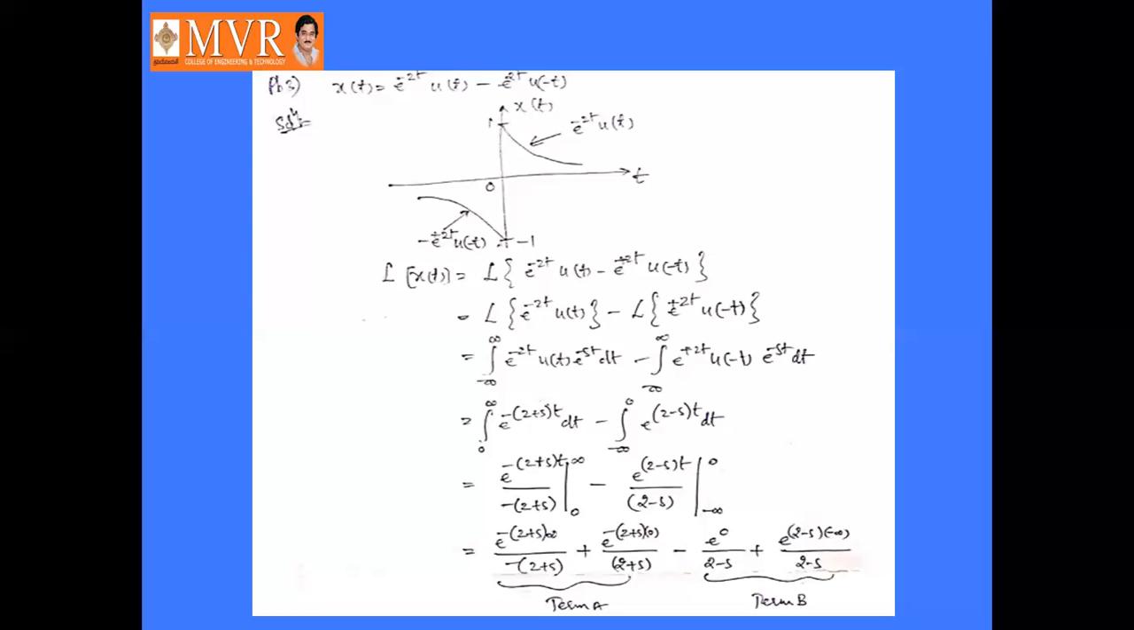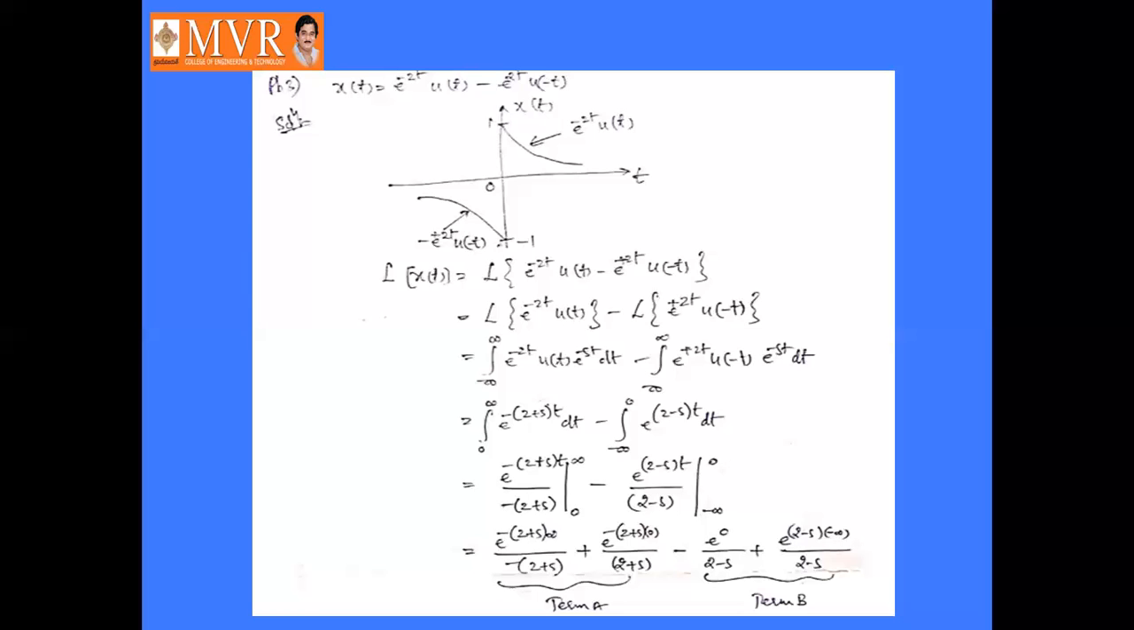So taking Laplace transform, so integral minus infinity to infinity e power minus 2t into u of t into e power minus st dt minus integral minus infinity to infinity e power 2t into u of minus t into e power minus st dt. U of t is varying from 0 to infinity. So here the limits are integral 0 to infinity e power minus t into (2 plus s) dt minus of u of minus t will vary from minus infinity to 0.